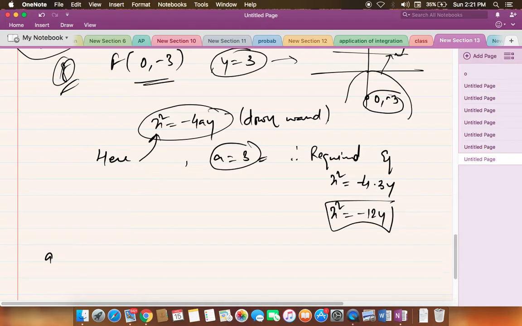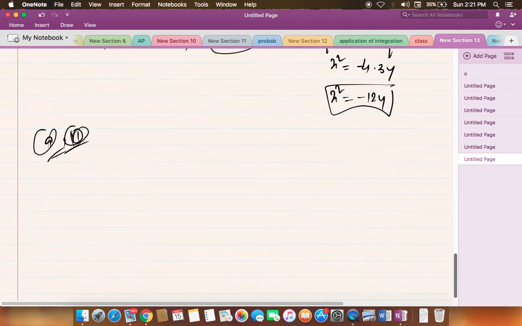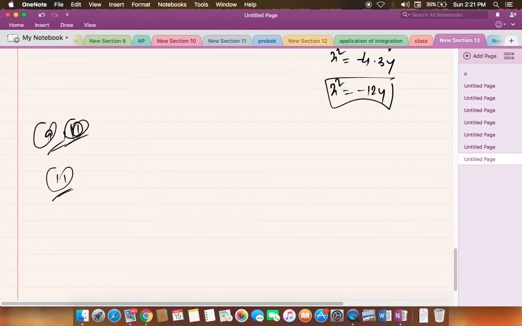Question number 9 is the same. Question number 10 is also the same. Question number 9 and 10 will be done by you. Question number 11 tells you to find the equation of the parabola satisfying the following conditions.